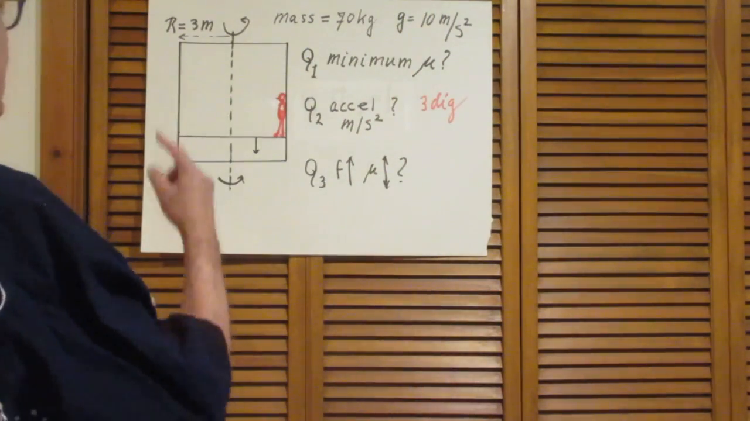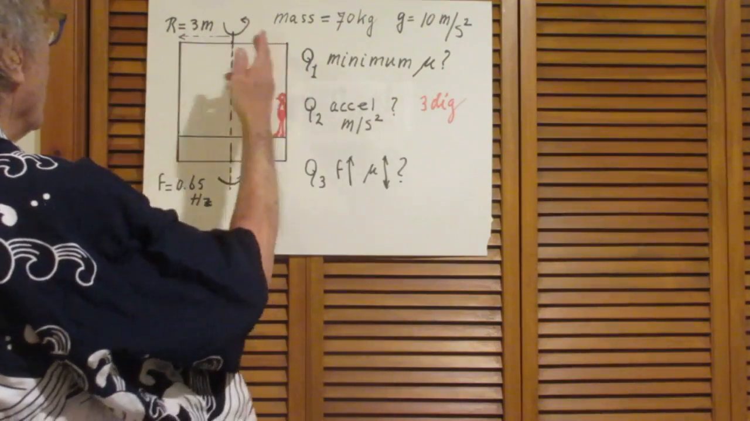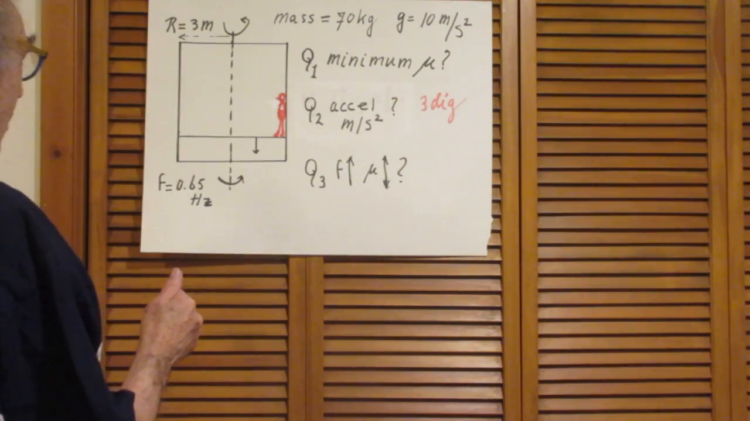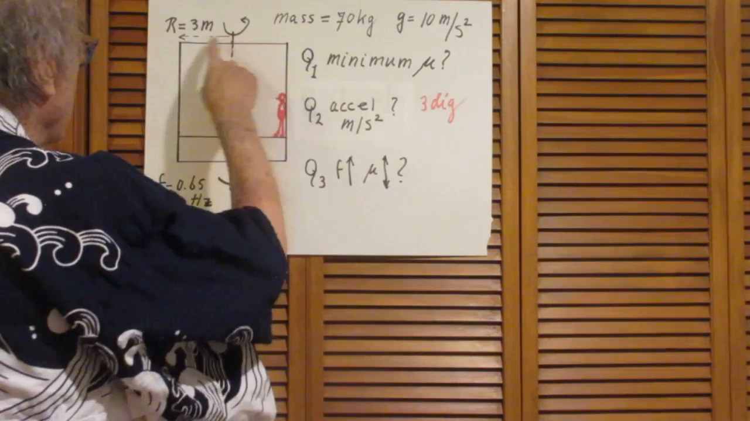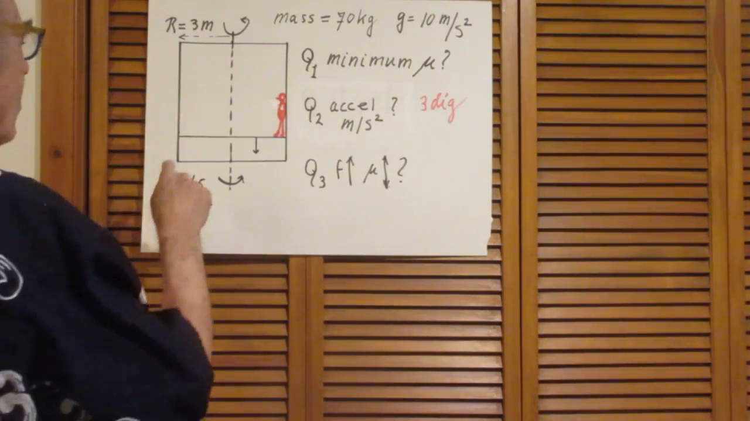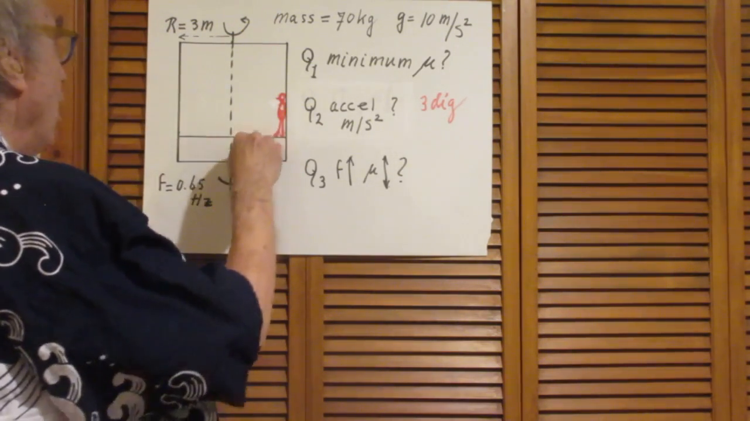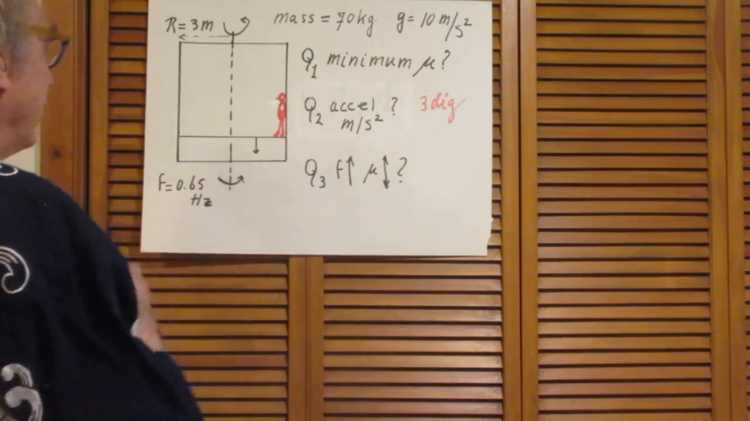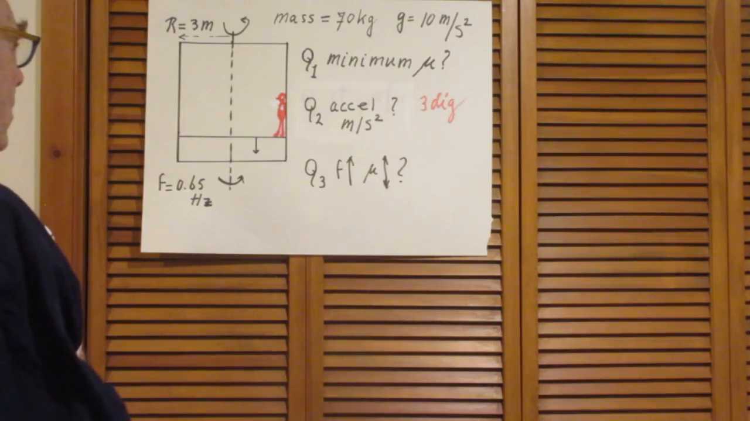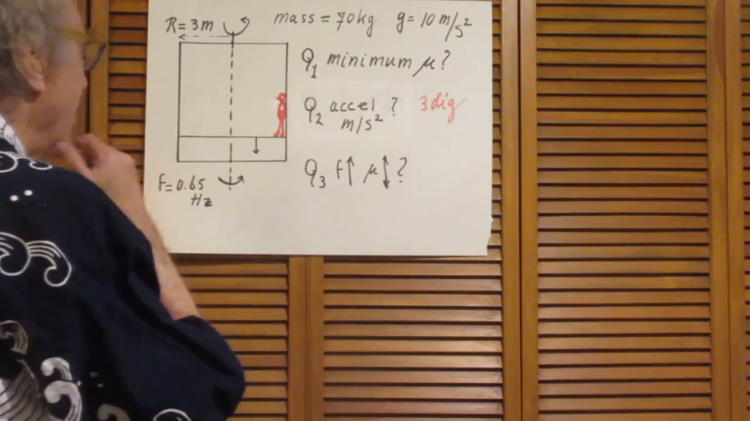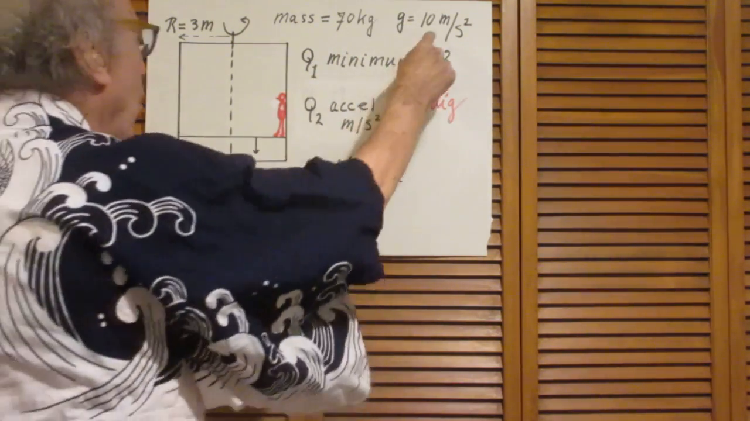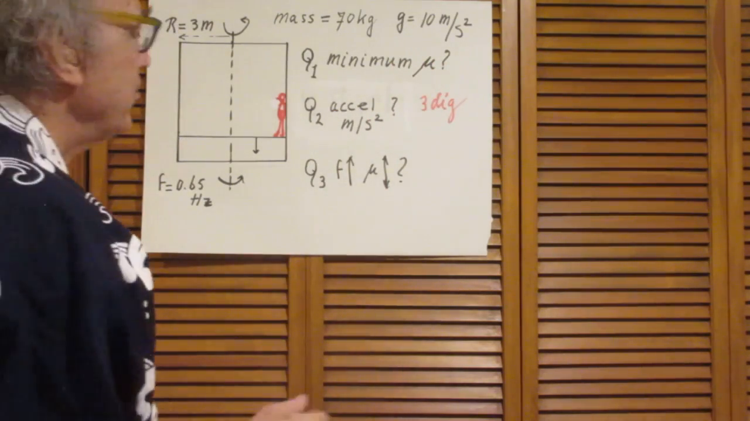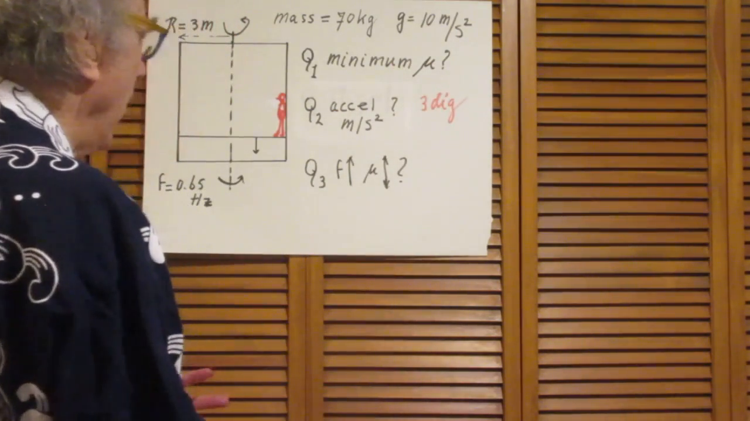Not a difficult problem. Let's look at my geometry. So this is a cylindrical room. The radius of this cylinder is 3 meters. And here is the floor that can be lowered on command. And so here's a person standing on that floor. The mass of that person is 70 kilograms. If you need it, we will all assume that the gravitational acceleration is 10 meters per second squared.